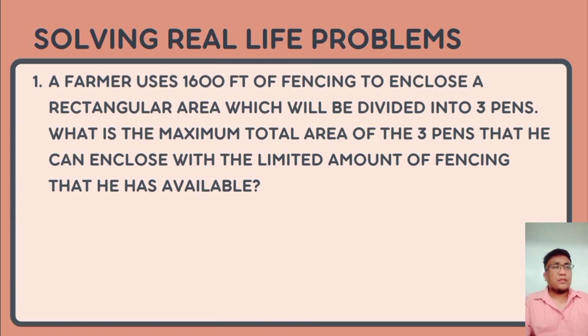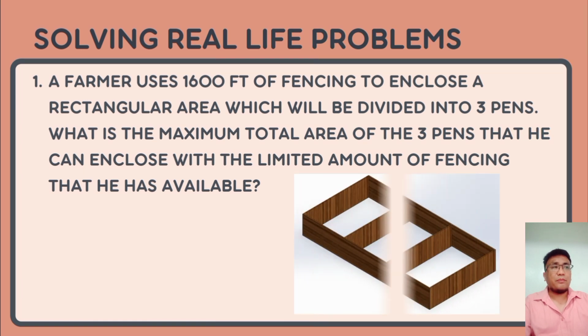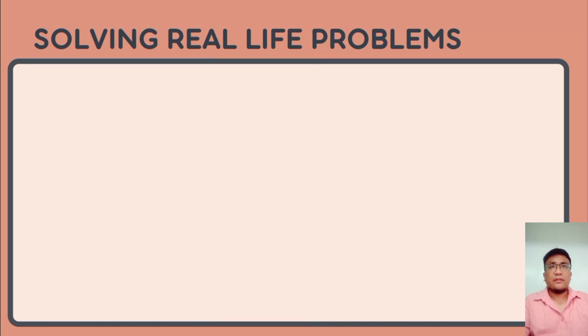So it looks like this. 3 pens, one big fence divided by 3. So he has 3 pens. Any questions? Did you visualize the question? If there's any question, raise your hand so that I may recognize you. So this is the value for x. Let's say the long side is x, and the shorter side is y. So let's proceed.